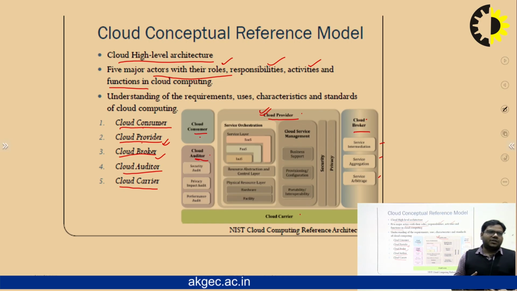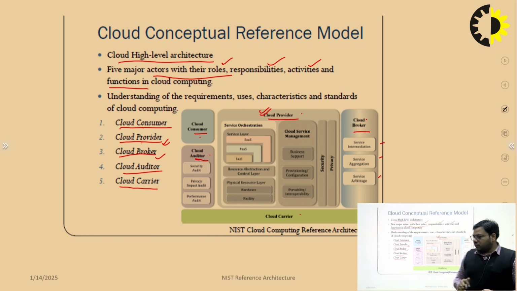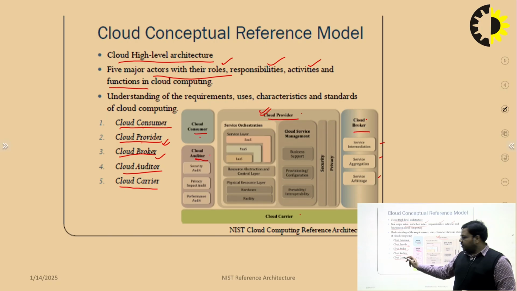A broker can have its own functionality and other activities. The major activity of the broker is to integrate multiple cloud service providers on a single platform, so that the consumer can opt for the most suitable service for him or her. We are going to discuss cloud brokers in detail in the further slides.